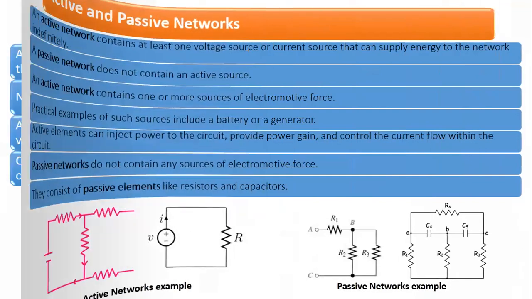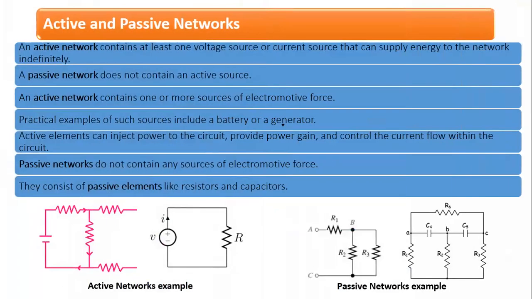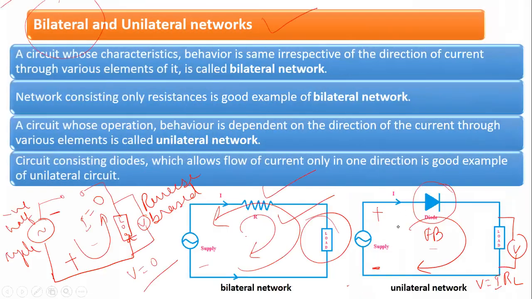Okay, such networks are known as bilateral networks. And in the second case, you can see that by changing the direction of current and voltage, the response of the circuit has changed. So we can say that it is a unilateral network, right? As it is mentioned also, a circuit whose characteristics and behavior are the same irrespective of the direction of current through various elements is called a bilateral network.